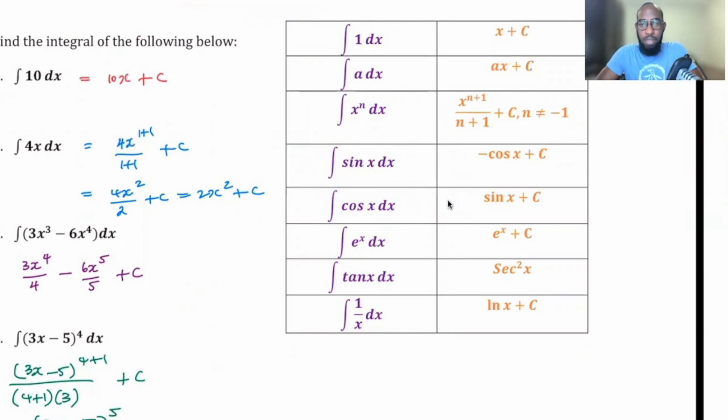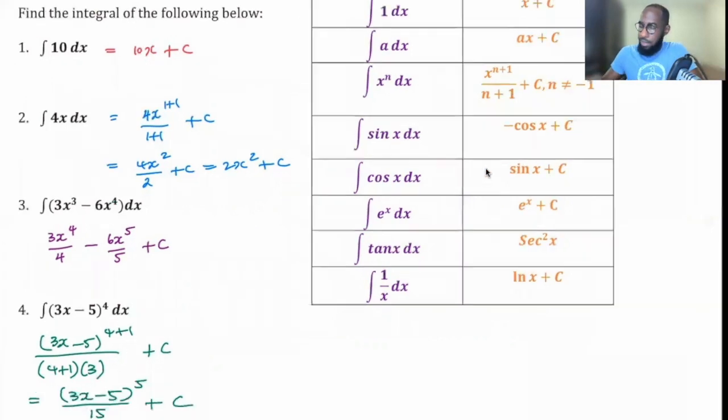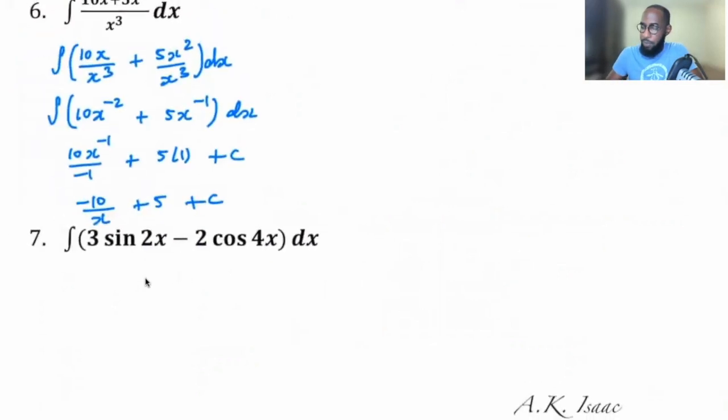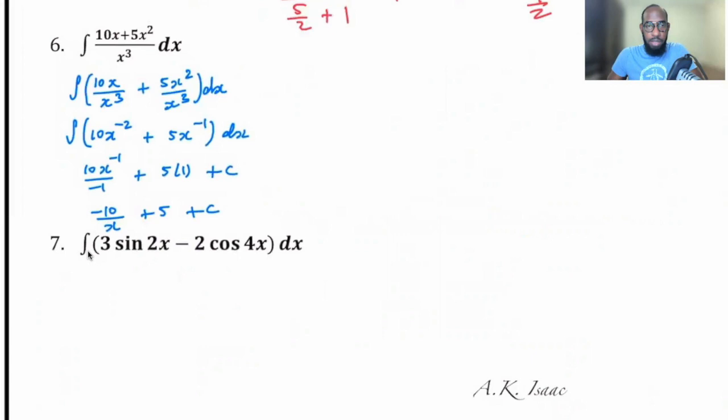The integral of cos x is sine x. But for differentiation, the differential of cos x is negative sine x. So you have to pay attention to the sign. All right, so we pay attention to the sign as we do this last question, right? So the integral of 3 sine 2x. So we're really focusing on the sine 2x.